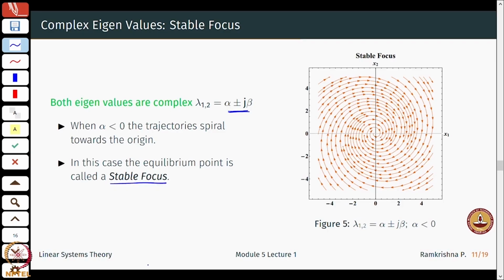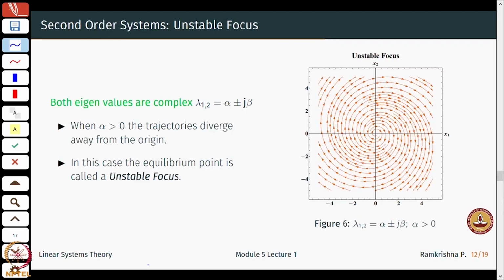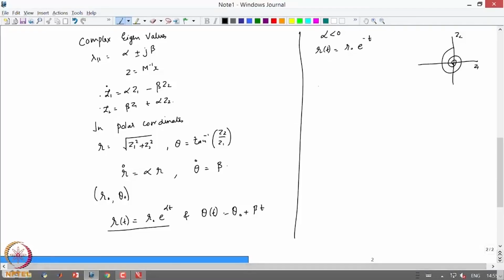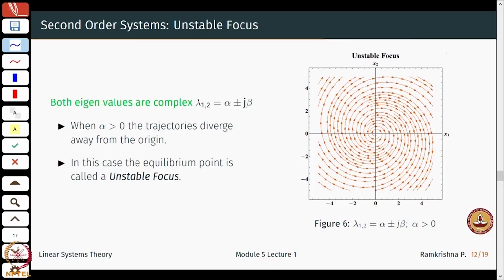Now, the same thing when alpha is greater than 0. I just see from here that when alpha is greater than 0, r of t, which is r 0 e power t, say alpha is 1, the radius, starting from some initial radius, actually increases with time. In other words, it just spirals away from the origin. So in this z1 z2 plane, the direction of arrows will be away from the origin. In the earlier case, they will be towards the origin. In such a case, all the trajectories are going away from the origin. The equilibrium point is called an unstable focus.